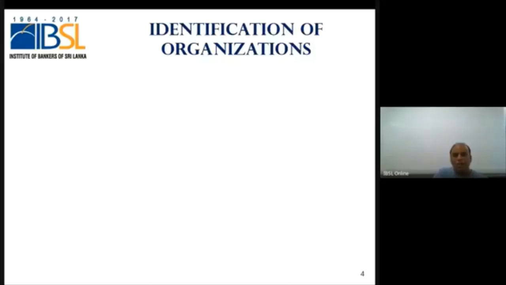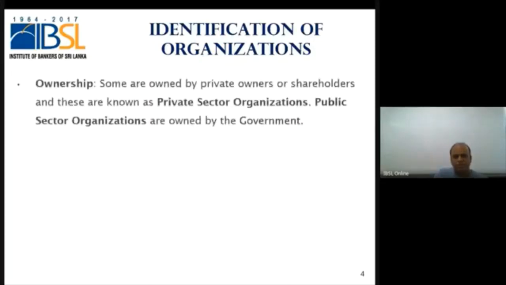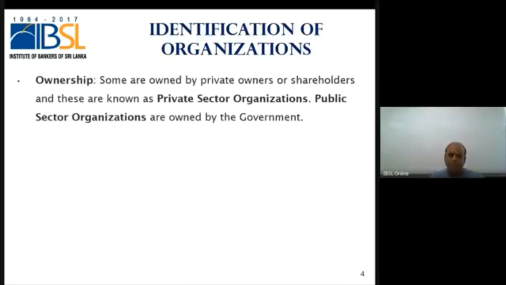So let us now look at the identification of organizations. In order to identify an organization, there are several criteria. Let's look at them one by one, starting with ownership. How does ownership give an identity to an organization? We know that some of the organizations are owned by private owners, or we call them shareholders. Let me come to the term shareholders later, but some of you might already know. These companies are owned by private people, or in other words, a set of people. We call them private owners, or it could be the public, where we call them shareholders.